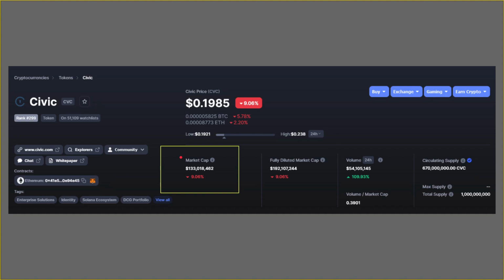Now, finally, we'll take a look at a small cap coin. This is Civic. Civic, as we see, only has a $133 million market cap. This is significantly less compared to Cosmos, and even more so significantly lesser than Bitcoin in terms of overall capital invested in the project.